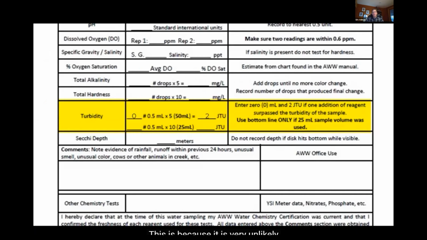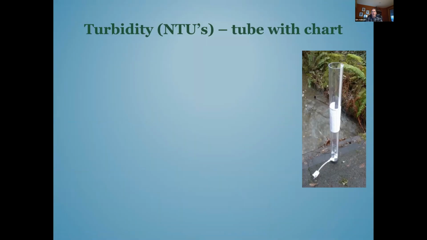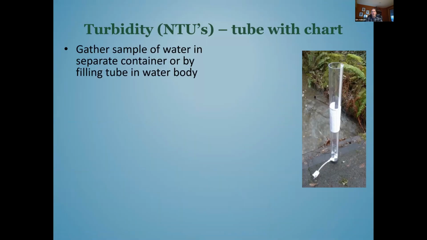On your data form, report the number of measured additions as 0 and report JTUs equal 2. This is because it is very unlikely for a natural water body to have 0 turbidity. Also, the detection level for turbidity that is possible with this test is limited. Thus, reporting 2 JTUs for a 0 reading compensates for this fact.